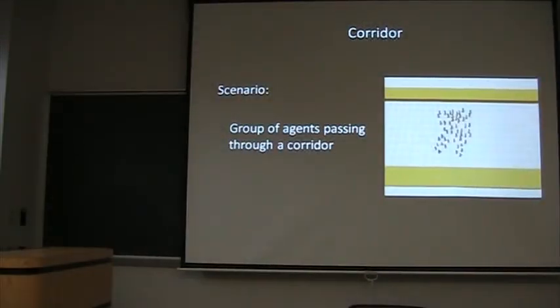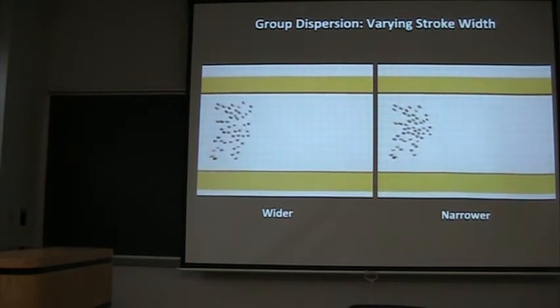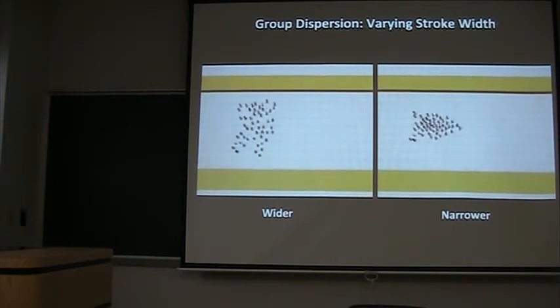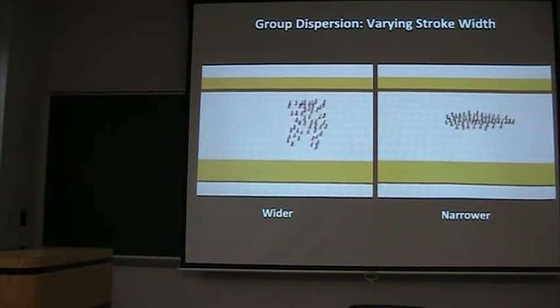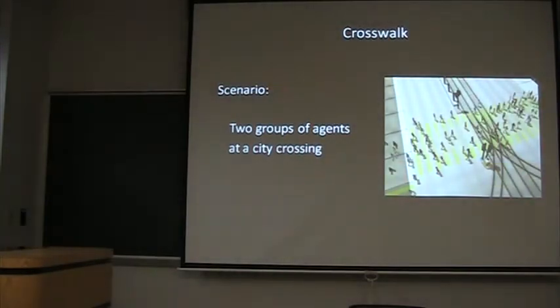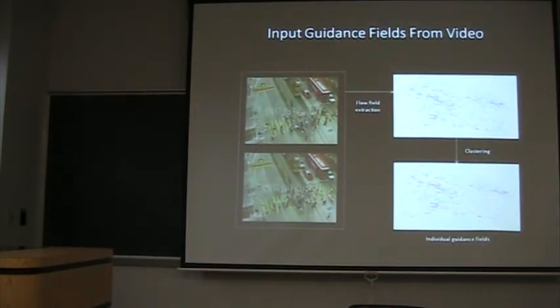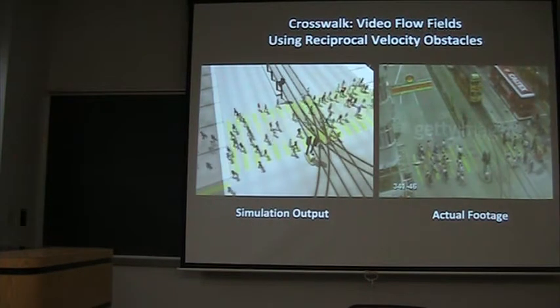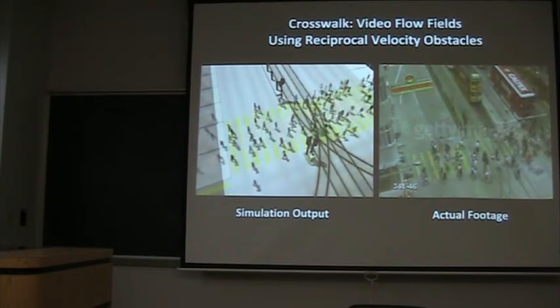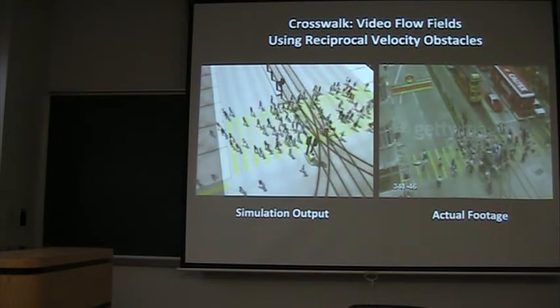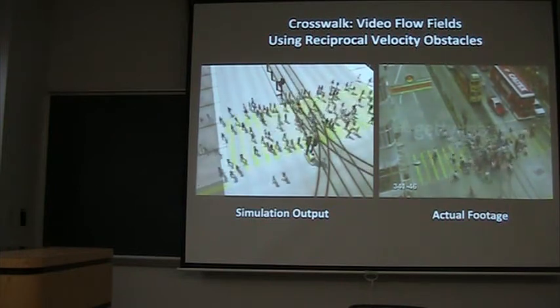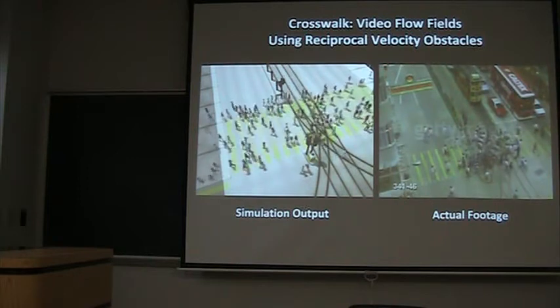This simulation shows a group of agents moving through a corridor. The width of the user-drawn stroke is specified at runtime and allows the user to effectively control the dispersion of agents along the trajectory. This simulation shows pedestrians crossing at a regular crosswalk. Our method allows the user to edit the simulation in a variety of ways. In this particular example, flow fields are extracted from actual footage of pedestrians at a crosswalk. The user can then import these flow fields into the crowd simulation framework to generate more realistic behavior. This is also an important step towards data-driven crowd simulation.